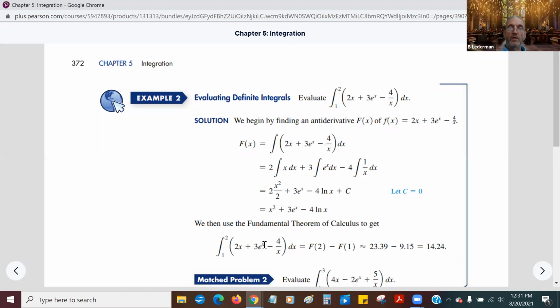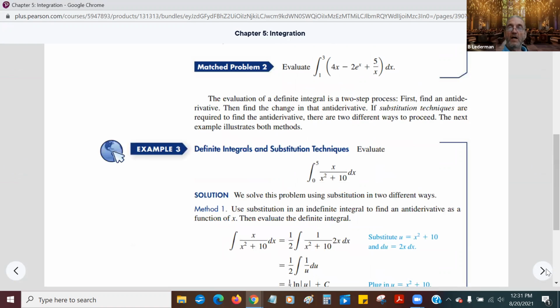Now, don't plug the 2 into the original function. You're plugging the 2 into the antiderivative function. And you're plugging the 1 into the antiderivative function. And that's what you're plugging and subtracting. All righty, that was loads of fun. Now, let's do another one.